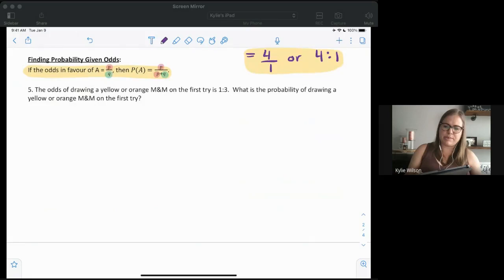Okay, so if we're given odds and we want to find our probability, if the odds in favor are P over Q, then the probability of A is P over P plus Q. So again, this is for odds in favor. Just remember if it's odds against, then that fraction is flipped. So just be really mindful of your wording.